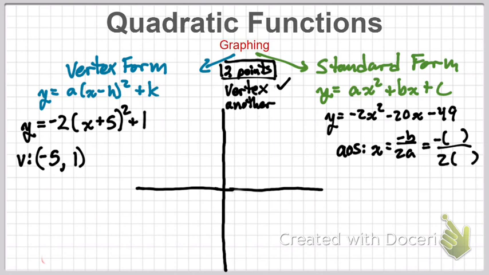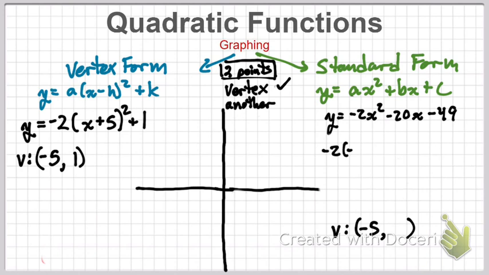With standard form, we have to first find the axis of symmetry. So to find the axis of symmetry, we use our formula, -b/2a. We have a blank right here for the b. The b right now is -20, so I'm going to plug that in. The a is -2, that's out in front. We simplify, we get 20 over -4, which gives us -5. Now, if we want to find the y value, we're going to have to take that -5 and plug it back into the original function.